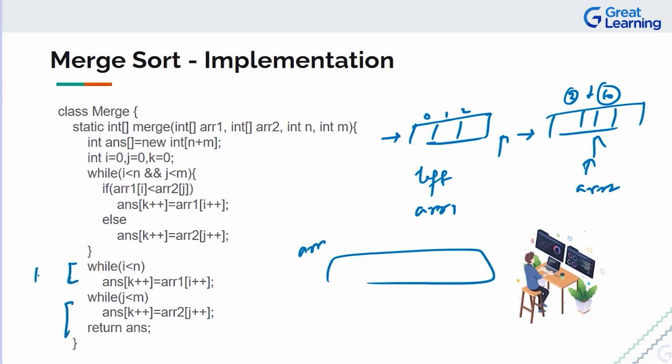So this while loop is for the left side, or ARR1, and this is for the right side, that is ARR2. We'll be directly inserting the elements in this array, and after that we will be returning this array. If you see, the return type of this merge is an array, so we'll be returning this array. So this is your merge function.